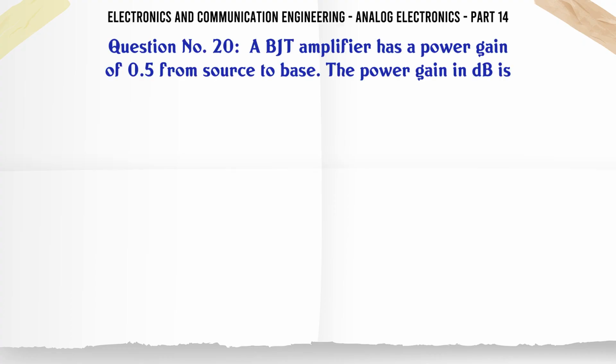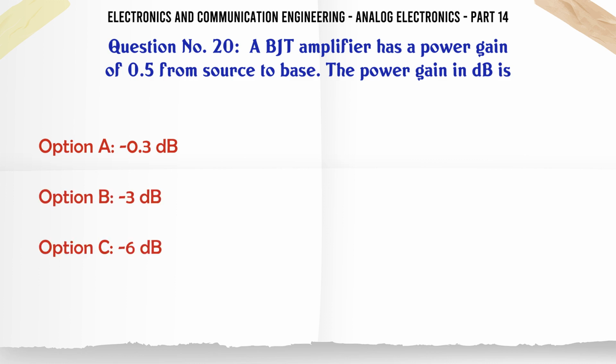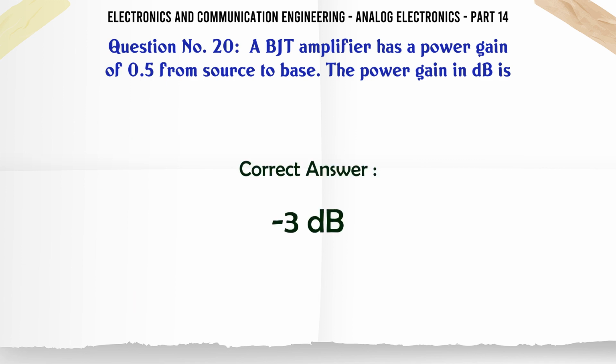A BJT amplifier has a power gain of 0.5 from source to base. The power gain in dB is A, 0.3 dB; B, 3 dB; C, 6 dB; D, 10 dB. The correct answer is 3 dB.